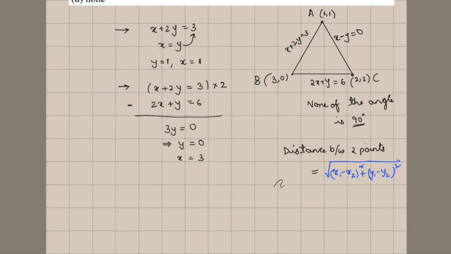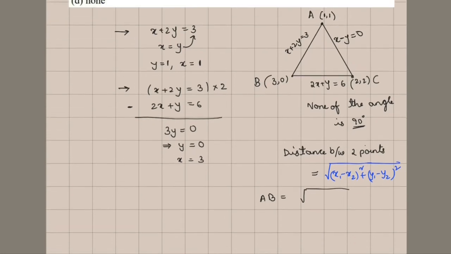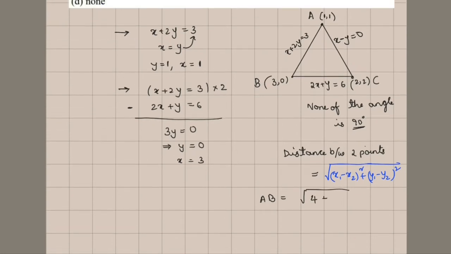So what will be the AB? AB equals root over (1 minus 3) whole square, which is 4, plus (1 minus 0) square, which is 1, which is equal to root 5. Similarly, BC equals root over 1 plus 4, which equals root 5. And similarly, AC equals root over 1 plus 1, because (2 minus 1) whole square is 1, and (2 minus 1) whole square is 1, which is root 2.